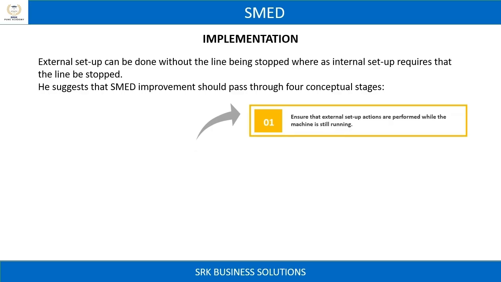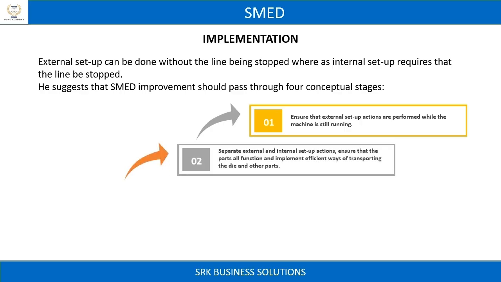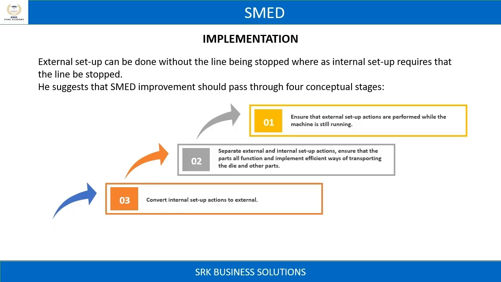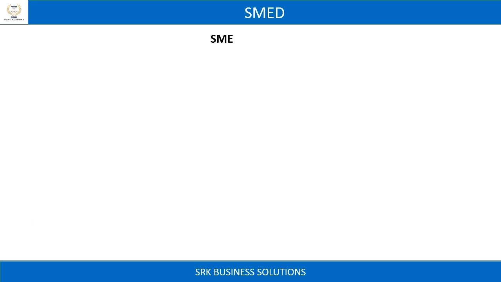Stage 1. Ensure that external setup actions are performed while the machine is still running. 2. Separate external and internal setup actions. Ensure that the parts all function and implement efficient ways of transporting the die and other parts. 3. Convert internal setup actions to external. And 4. Improve all setup actions.